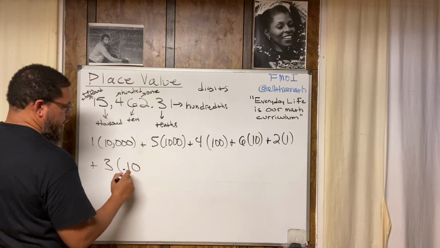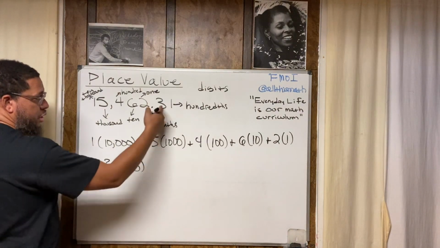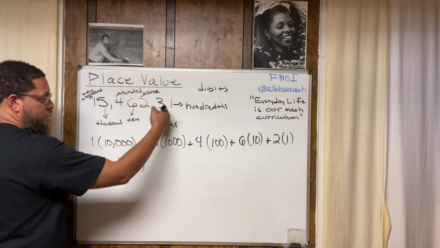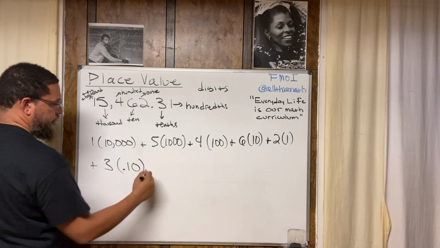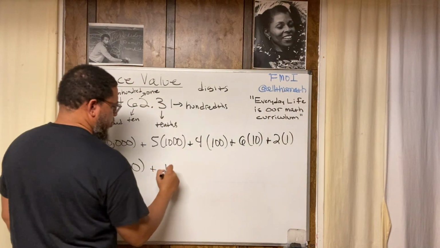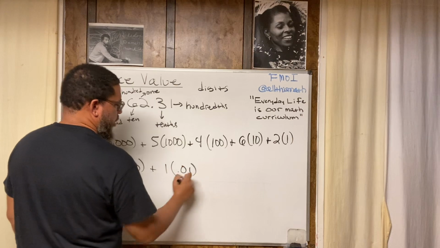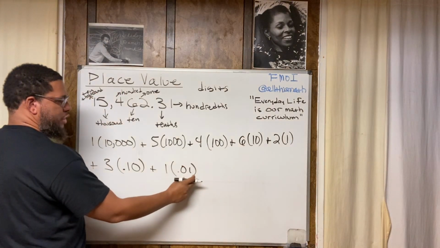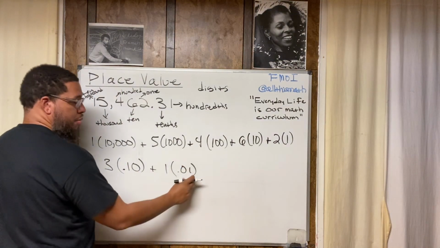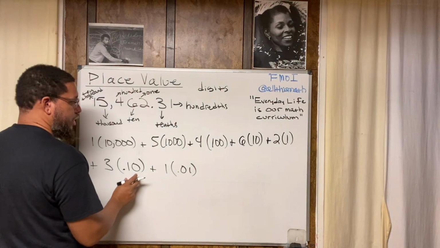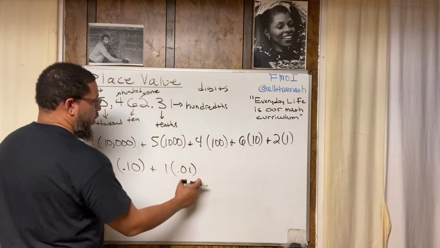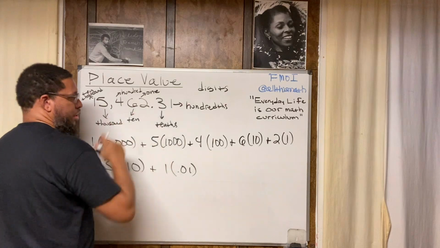0.1, let's call that 0.10 because that's like 30 cents, 3 dimes. The 3 is in the 10th place. That's 3 dimes, right? And then we got plus 1 what? 0.01. That's how many pennies? 0.01 is a penny. 0.10 is a dime. We got 3 dimes, 1 penny. All right.